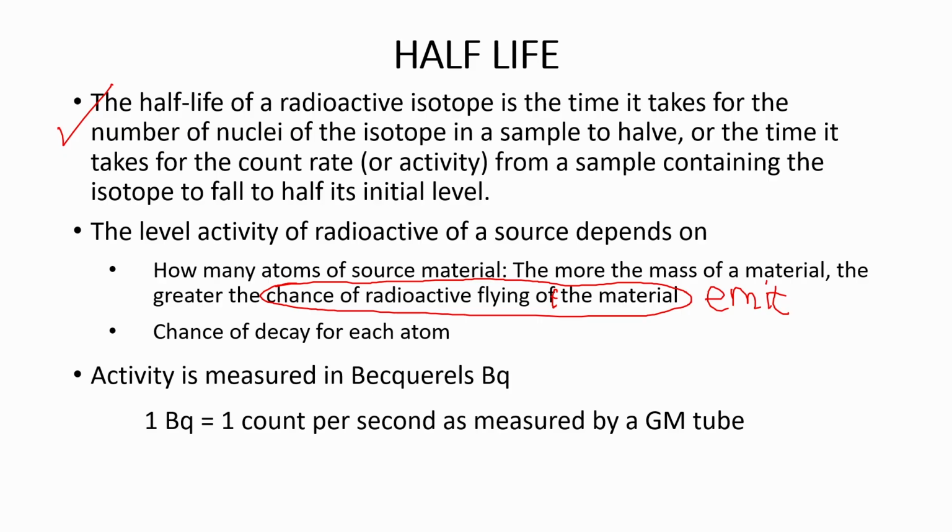Chance of decay for each atom, not quite right. The chance of decay is always 50-50 during each half-life. So if the half-life were 2 days, each atom has a 50-50 chance of decaying within those 2 days. So at the end of 2 days, half of them will have decayed. So it's probably better to say the activity depends upon the half-life. The shorter the half-life, the quicker that activity will reduce. And then Becquerel, nice, very good.